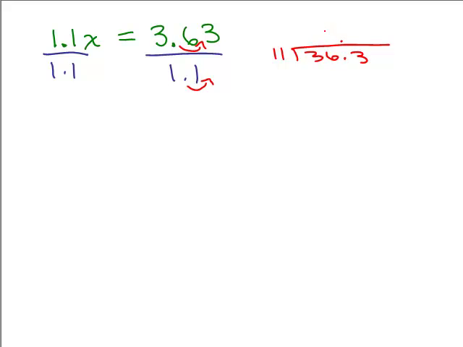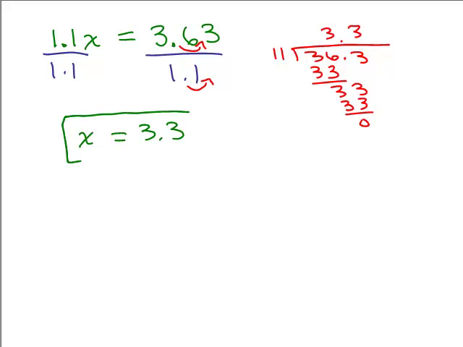So that is going to go in 3 times, and 3 more. So we'll get x equals 3.3. And of course, like I said, there's different ways you might do 3.63 divided by 1.1. You could see my videos on dividing with decimals to see alternate ways of doing that.